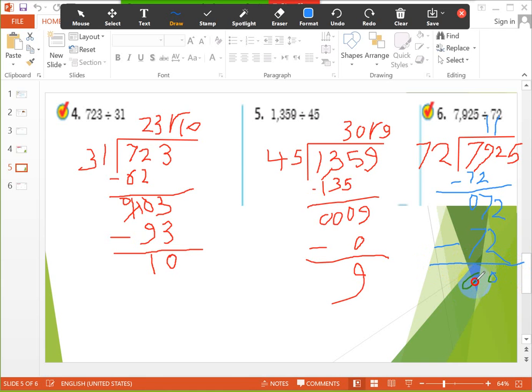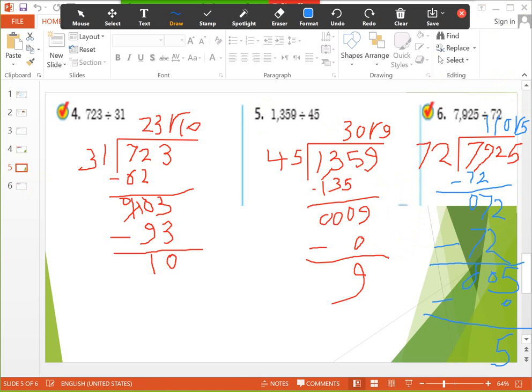Now I will regroup the number. I will take the 5 and put it right here. 5 divided by 72. Can I divide it by 72? No. So the value of the ones digit will be what? It will be 0. Thank you, girls. That's right. Now 0 multiplied by 72 equals 0. So I will subtract. So the remainder here will be what? It will be 5. So the quotient is 110 and R5.